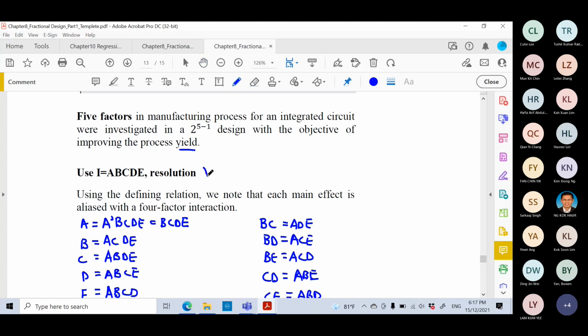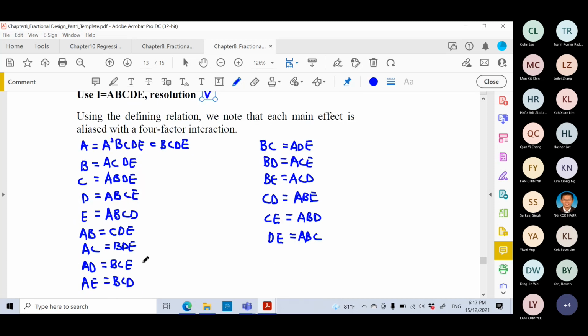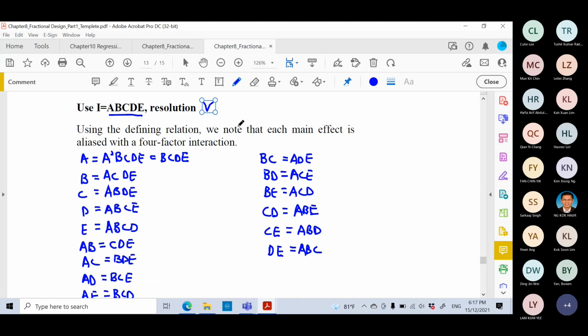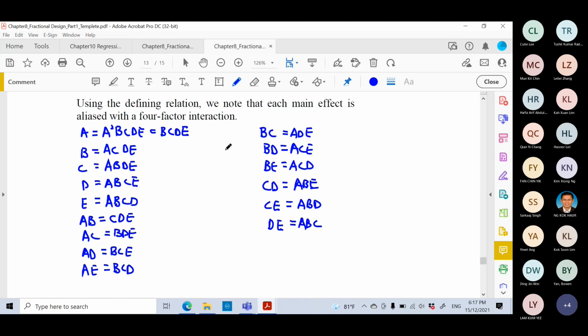Resolution 5 means that the two-factor interactions will be aliased with the three-factor interactions. You can also observe the resolution from the word with all 5 letters here. If you have only the single word of length 5, the resolution is just 5. It's based on what you have here. So here is all the alias structure.